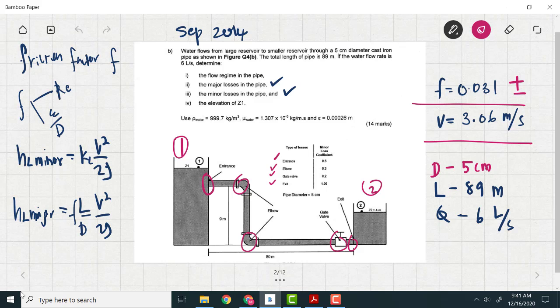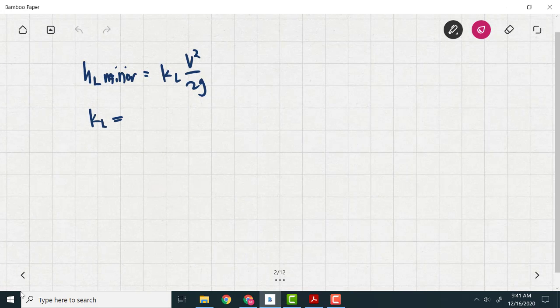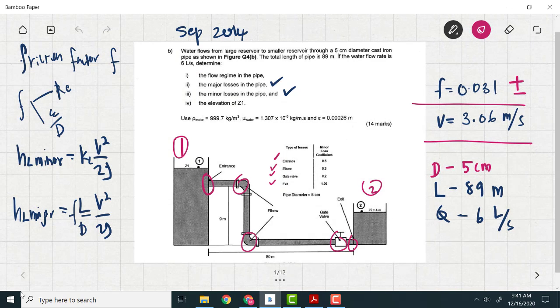So kita ada satu, dua, tiga, empat, lima. Kita ada lima KL. So kita ada satu K entrance plus we have 2 K elbow 90 degree plus we have K globe valve and we have K exit. Okay, so masukkan saja nilai semua sekali. So K entrance nilai dia berapa? Okay, di sini dia dah beri kat kita entrance 0.5, elbow 0.3, gate valve 0.2 dan we have exit 1.06.